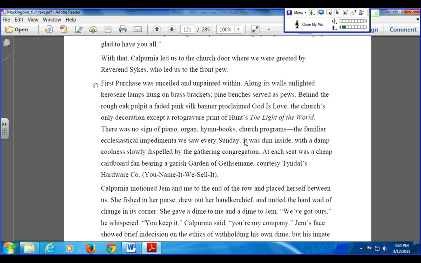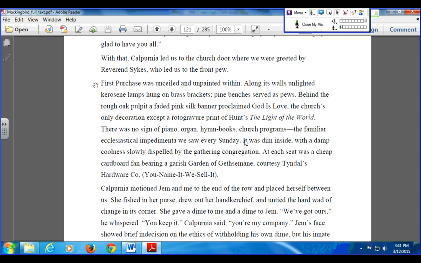First Purchase was unsealed and unpainted within. Along its walls, unlighted kerosene lamps hung on brass brackets. Pine benches served as pews. Behind the rough oak pulpit, a faded pink silk banner proclaimed God is Love, the church's only decoration except for a crayon portrait of Hunt's The Light of the World. There was no sign of piano, organ, hymn books, church programs, the familiar ecclesiastical implements we saw every Sunday.